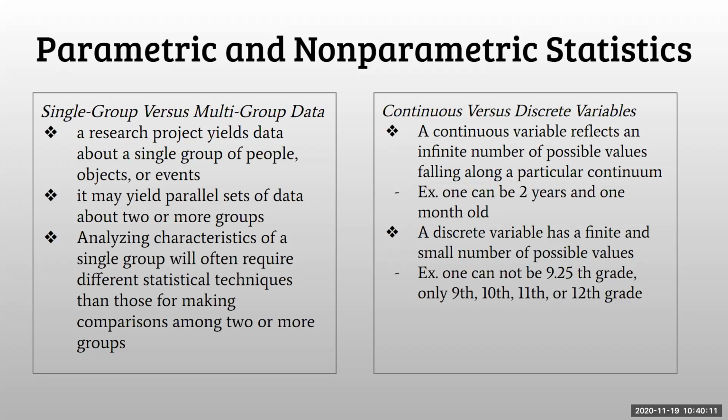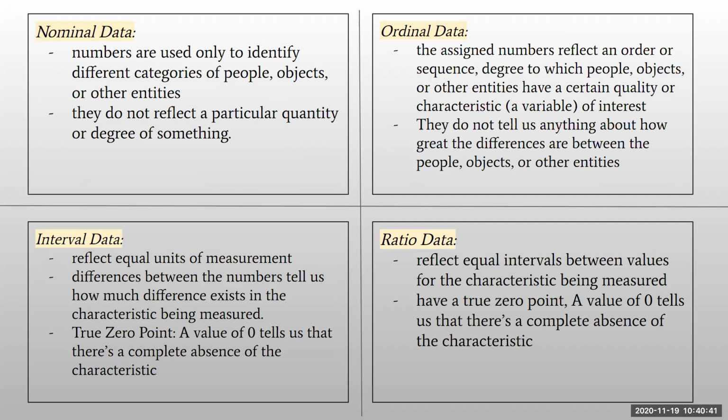And the other is continuous versus discrete variables. A continuous variable reflects an infinite number of possible values falling along a particular continuum. For example, one can be 2 years and 1 month old or 2.5 years old. A discrete variable has a finite and small number of possible values. For example, one cannot be in 9.2 grade. They can only be in 9th, 10th, 11th, or 12th grade. Moving on to the next slide.